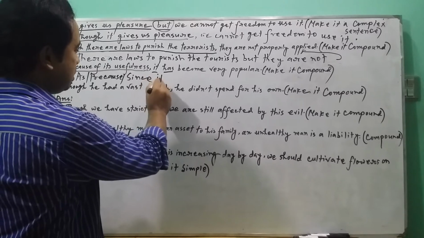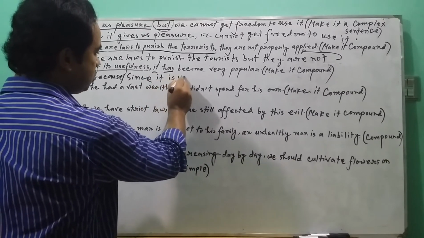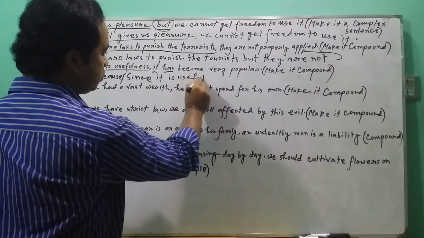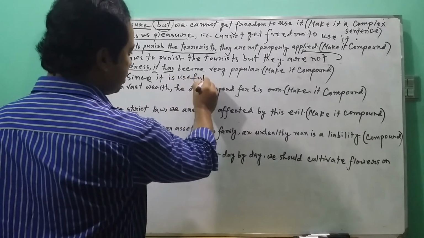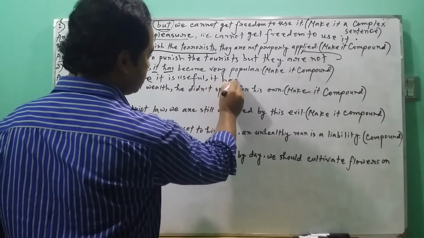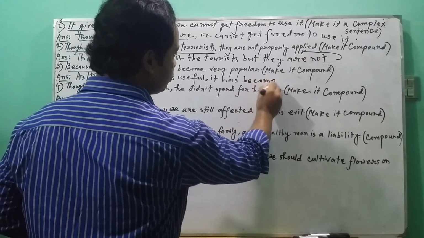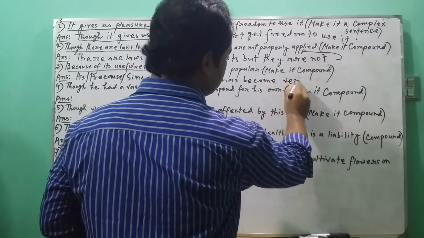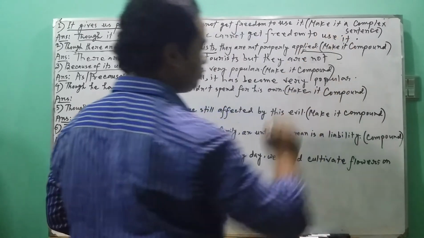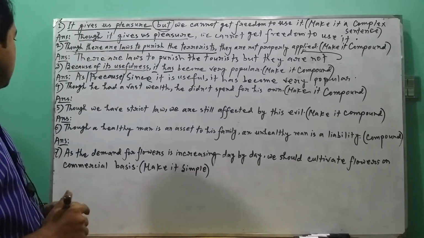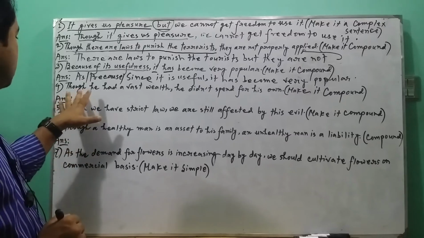Make it compound. It is useful. As, because, since it is useful, comma, it has become very, very popular. Okay, then let's move on to the fourth example sentence.